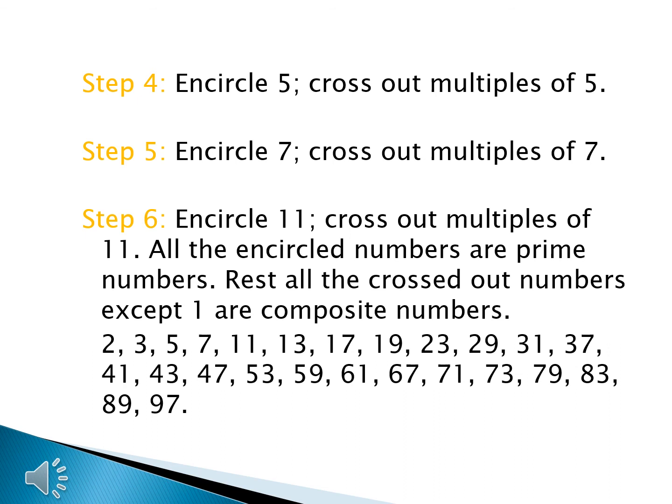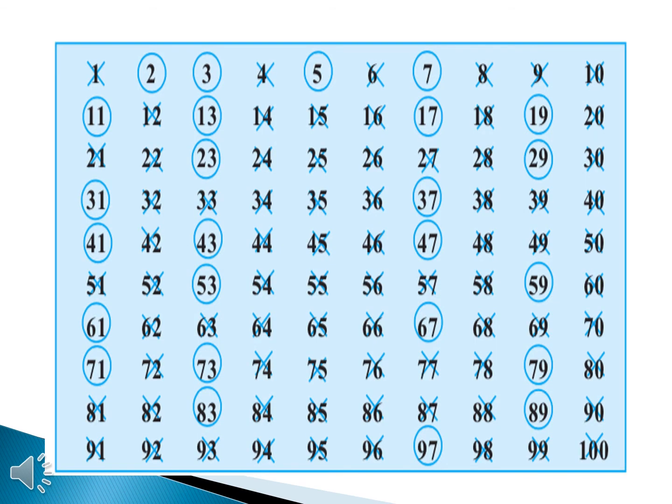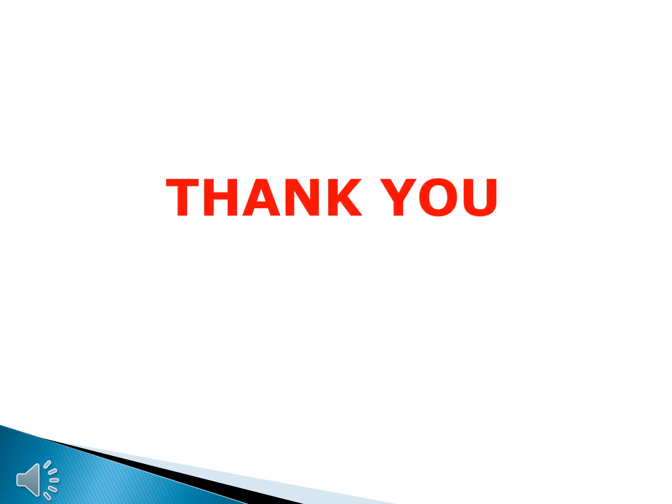So this is how we can segregate prime numbers and composite numbers. This is how you will get the numbers, the crossed ones and the encircled ones, and you can see clearly the encircled numbers are prime numbers and the crossed numbers are composite numbers. You can check it by cross checking, by writing the multiples or factors of the numbers also. You can try to find out more prime and composite numbers after 100 by this method yourself. Thank you.